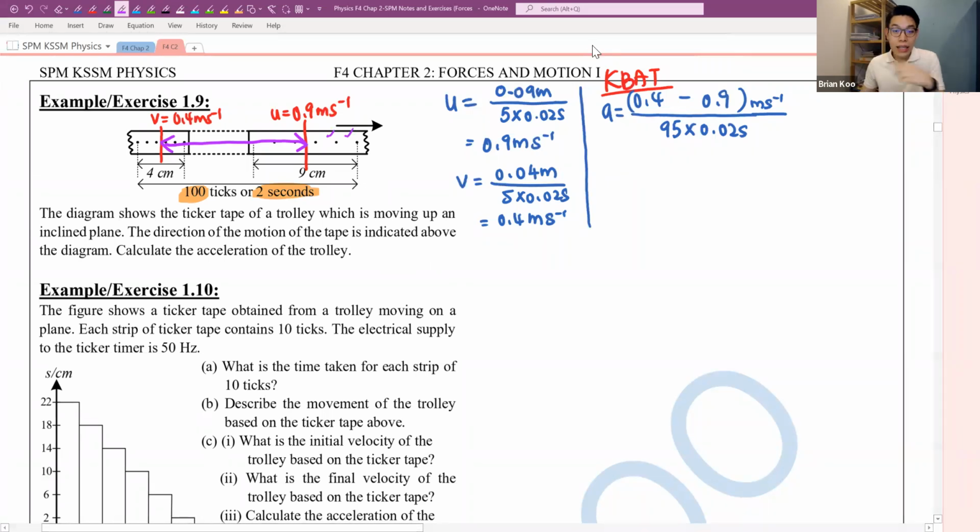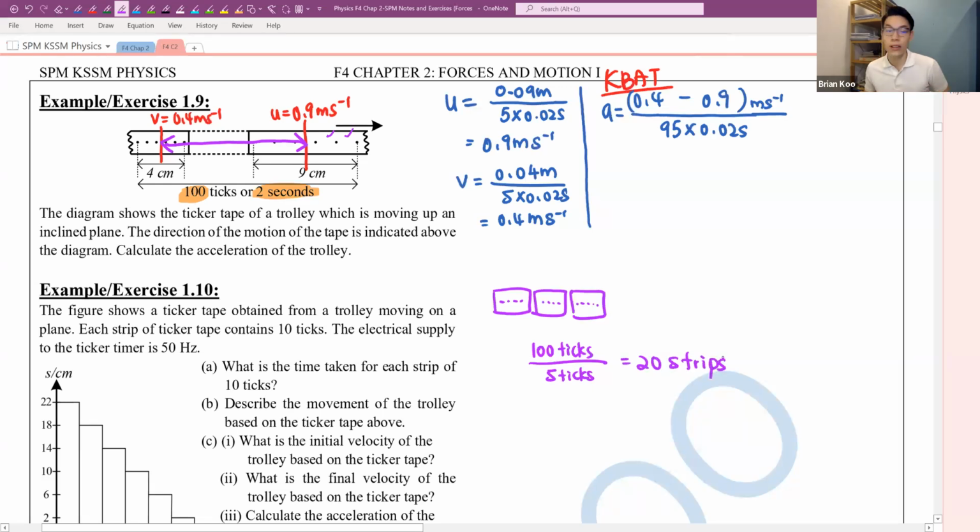Another way of thinking of it would be you have 100 ticks. You can cut the strips into 5 ticks, 5 ticks, 5 ticks. In total, you will have 20 strips, because if each strip has 5 ticks, 100 ticks would be 20 strips. So for acceleration, you can also say you take 19 strips.